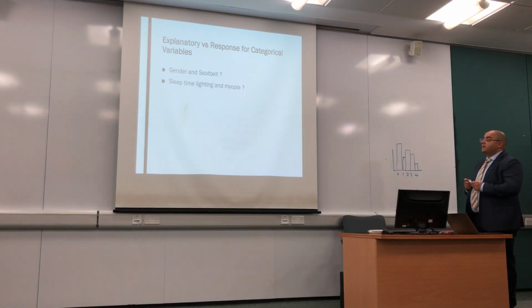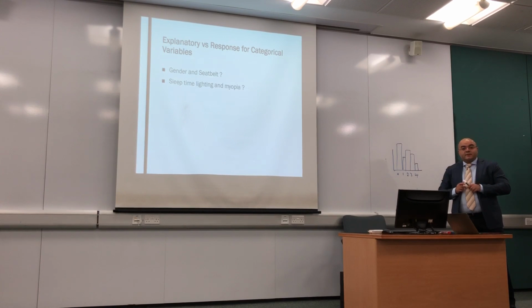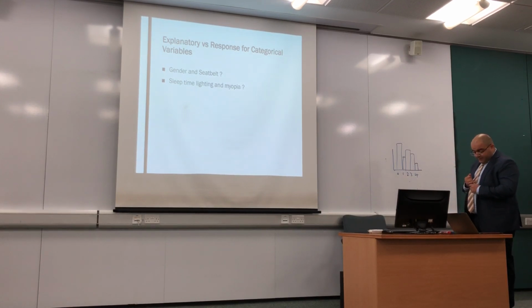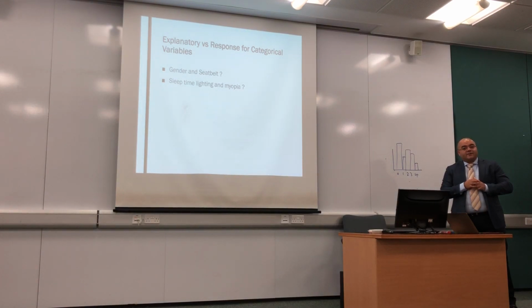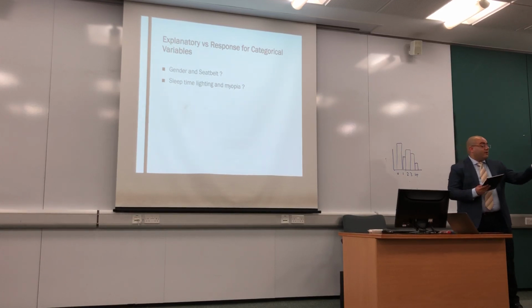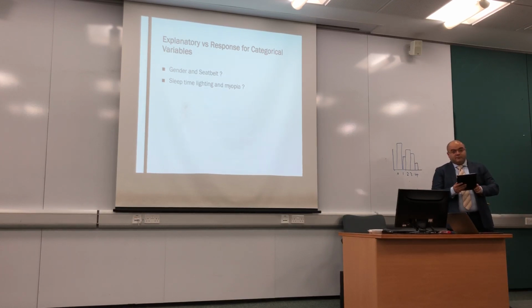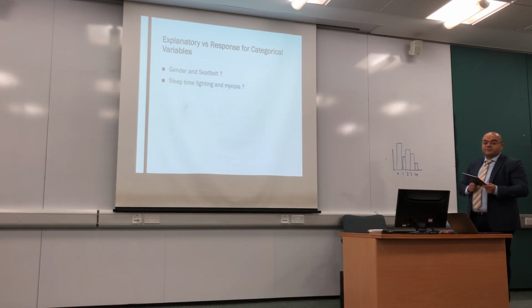Okay, that's exciting. Now, what about sleep time, lighting, and myopia? What is myopia first? I'm trying to find its translation in Arabic. It's fine in English. Is it an eye condition? Yes. I want to give you a right definition for it. Myopia is called nearsightedness. Exactly, nearsightedness. Okay.